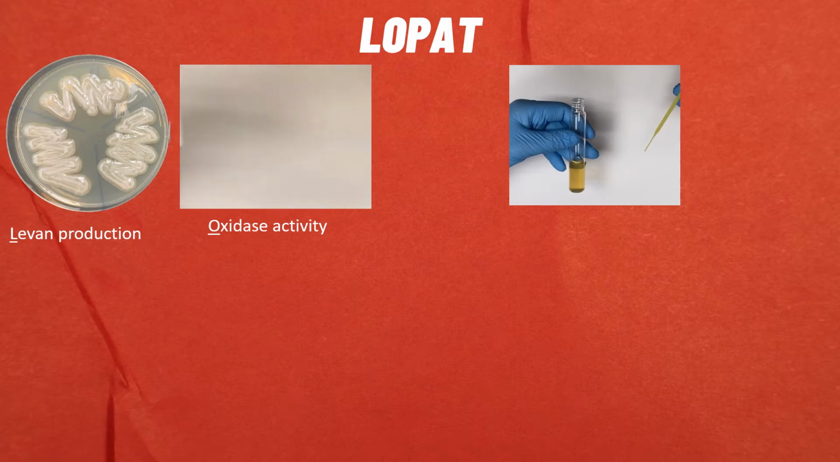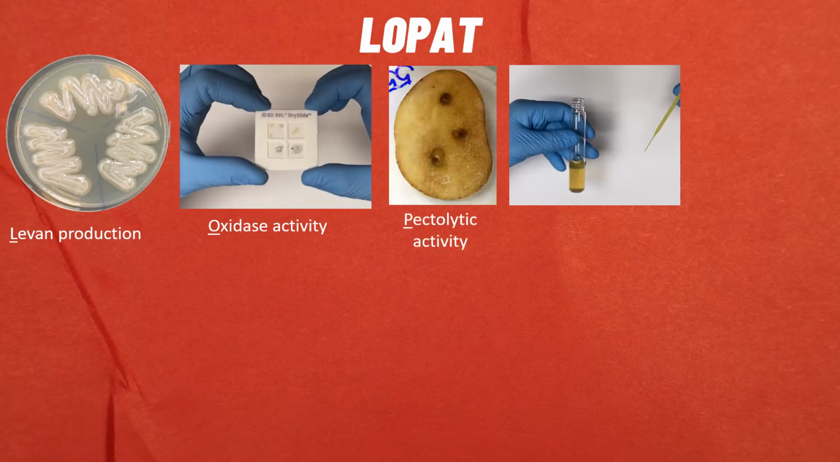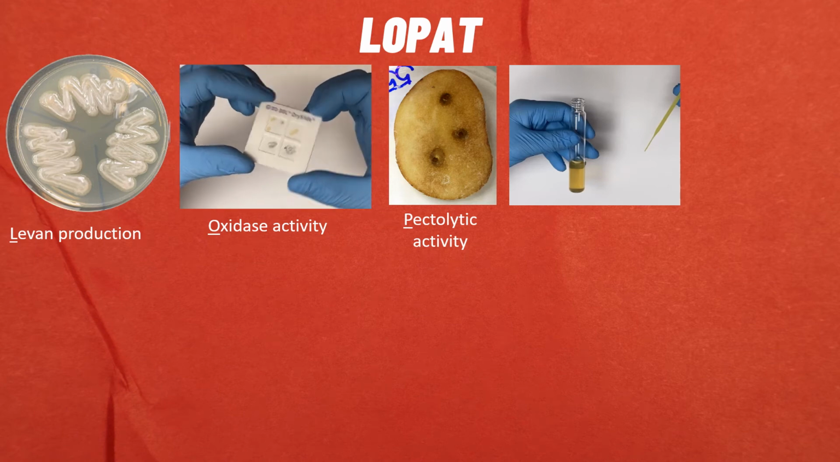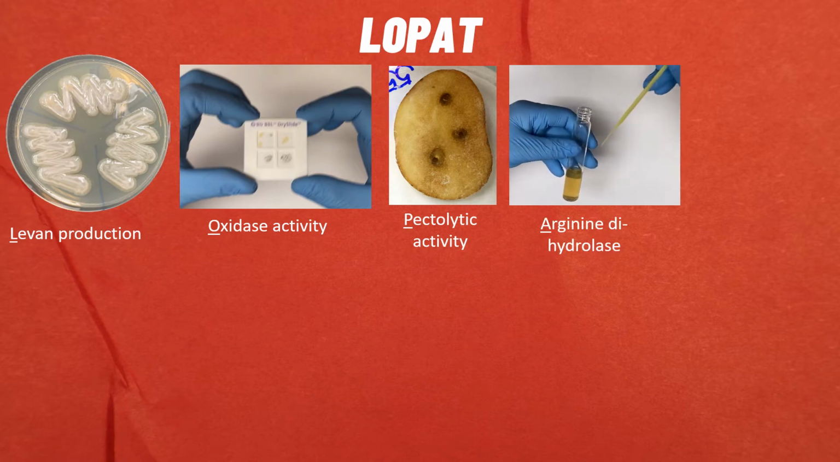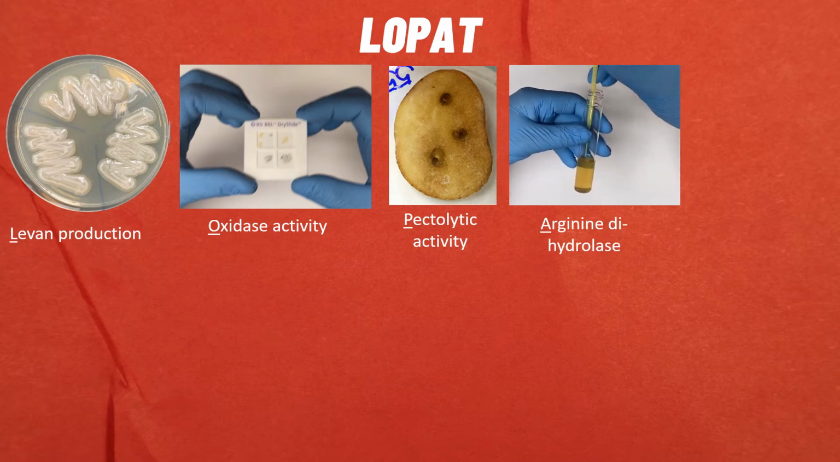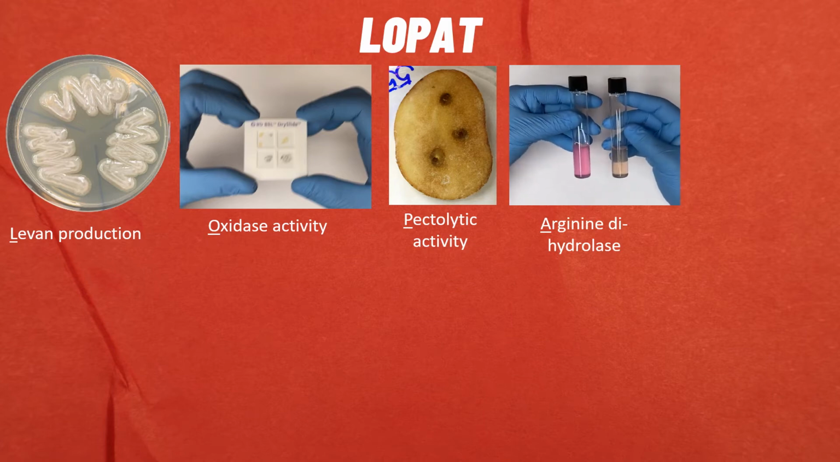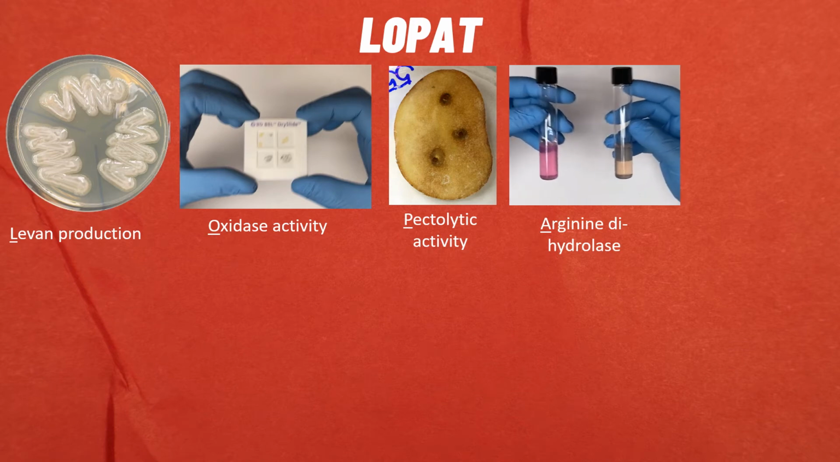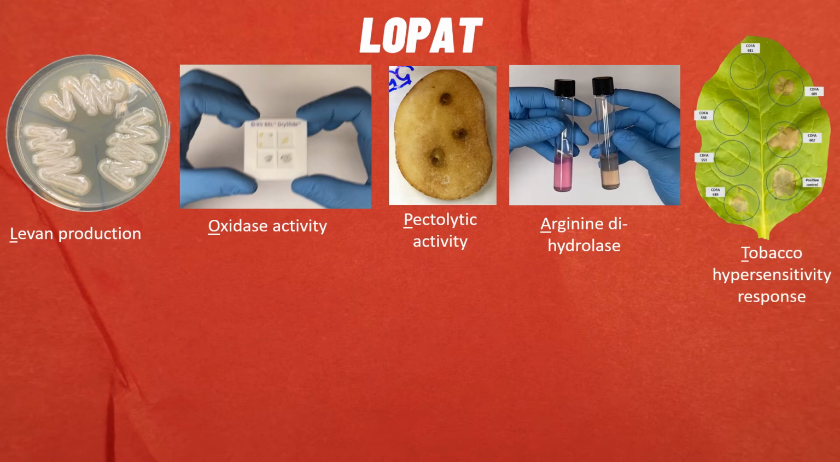After the oxidase, the third test is called pectolytic activity. In this test, bacteria able to cause rotting in potato show a positive pectolytic activity. The following test is called arginine dihydrolase. In this test, Thornley's tubes are inoculated with bacteria. The presence of arginine dihydrolase will break down the arginine and release ammonia, changing the medium color to pink in a positive reaction. Finally, LOPAT tests for tobacco HR.